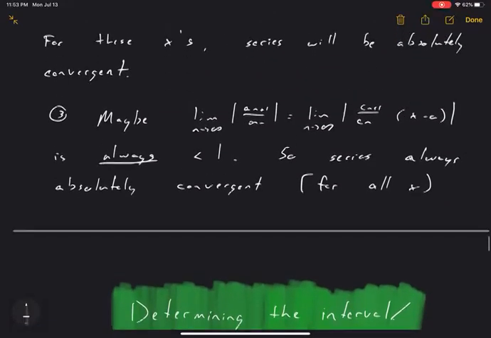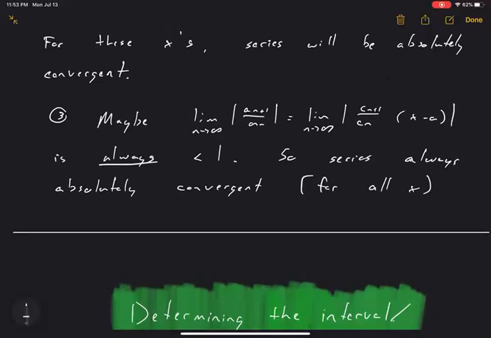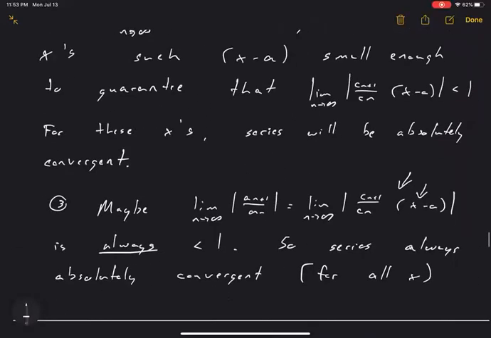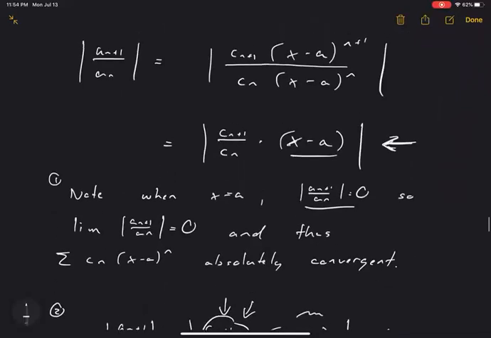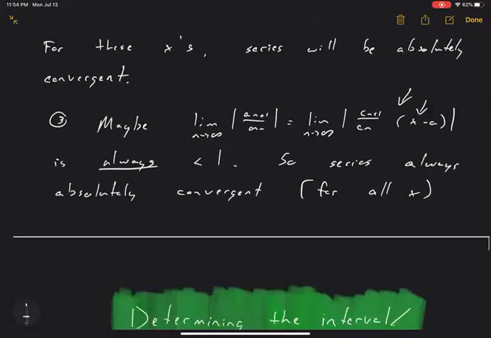Possibility three, I try my ratio test, and I'm considering the limit of this thing, and I see that the limit, no matter what I do, no matter what x I plug in here, that limit's always less than 1. Well, that would mean my series would be absolutely convergent for all x, meaning my power series would be convergent for all x. Okay? So that's kind of the argument about why these three are the only possibilities.